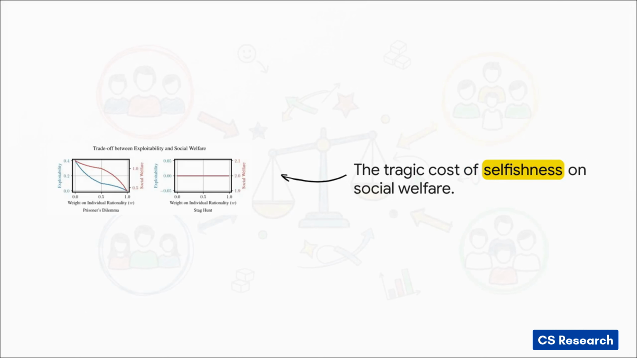And we can actually see the inverse of this concept plotted right here. The bottom axis tracks the weight on individual rationality, which is essentially just how heavily we prioritize pure individual selfishness. In the left chart for the prisoner's dilemma, notice the red line representing social welfare. As we slide to the right, putting more and more weight on individual rationality, the red line drastically drops from roughly 1.3 all the way down to 0.4. This chart perfectly, mathematically, maps the tragic cost of selfishness. Demanding total individual rationality absolutely craters the well-being of the whole group.